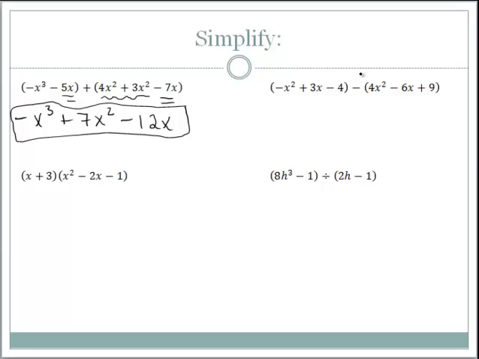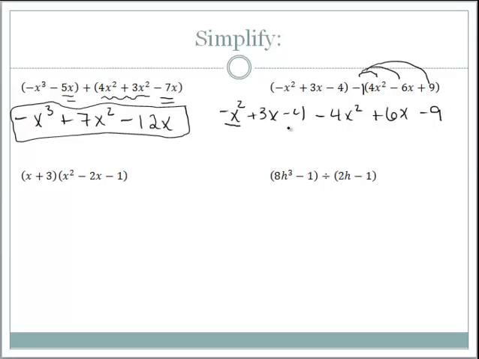Alright, so this one, the only thing that's different is you have to distribute this negative 1 before you do anything. So you're going to get negative x squared plus 3x minus 4. Then, distributing this negative actually changes all the signs inside. Negative 1 times 4x squared is negative 4x squared. Negative 1 times negative 6x is positive 6x. And negative 1 times 9 is negative 9.